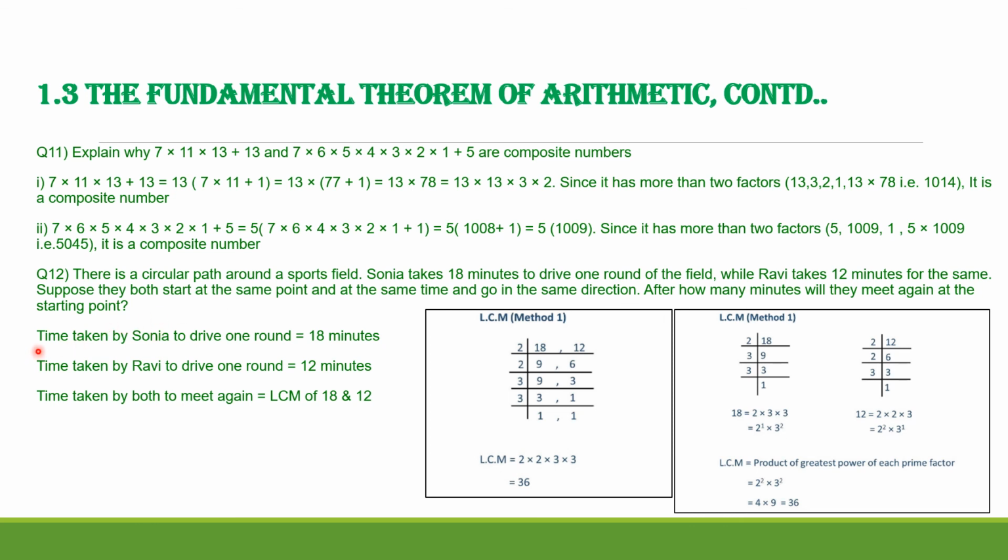Basically, the time taken by Sonia to complete one round is 18 minutes and the time taken by Ravi to complete one round is 12 minutes. So for the time taken by both to meet again, we find the LCM of 18 and 12. What we get is 36 minutes. At 36 minutes, they will both meet again. This is the requirement of the question: what time will they meet again? So after 36 minutes, they will meet again. And with the help of method 2, if you find it out, the answer will remain the same.